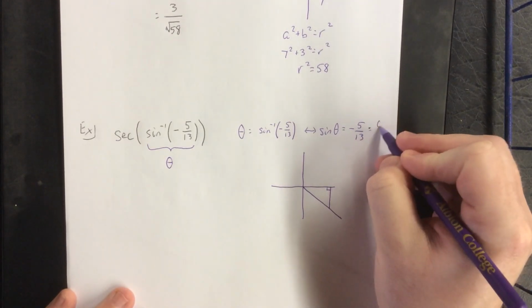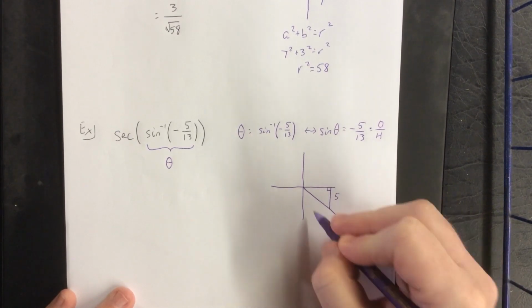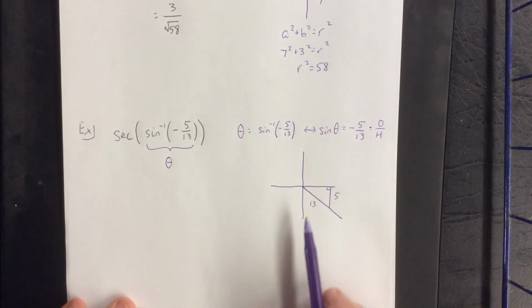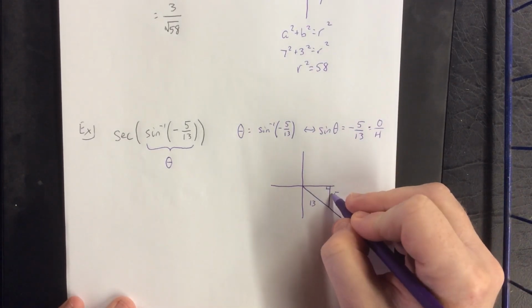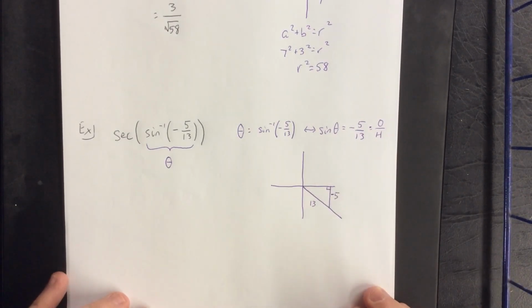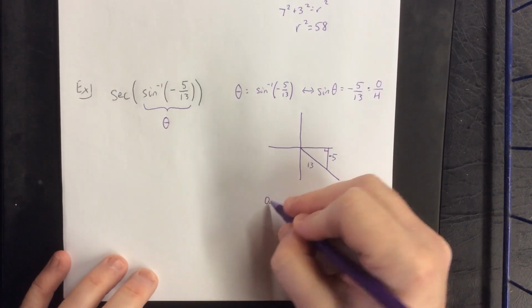Now sine is equal to opposite over hypotenuse. So I can label my opposite side as 5, my hypotenuse is 13. The hypotenuse should never be negative, but we do need a negative ratio. That means that the 5 should be negative. You now have two sides of a right triangle. Pythagorean theorem is the way.